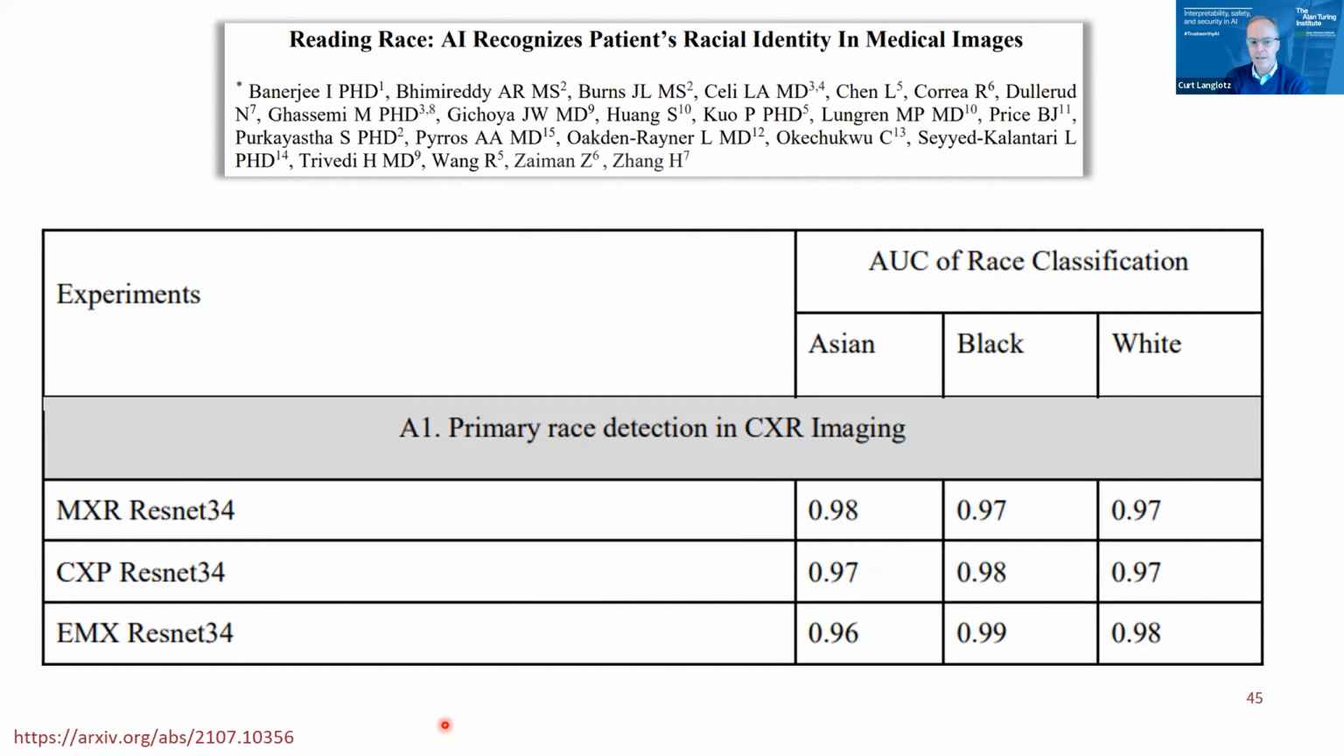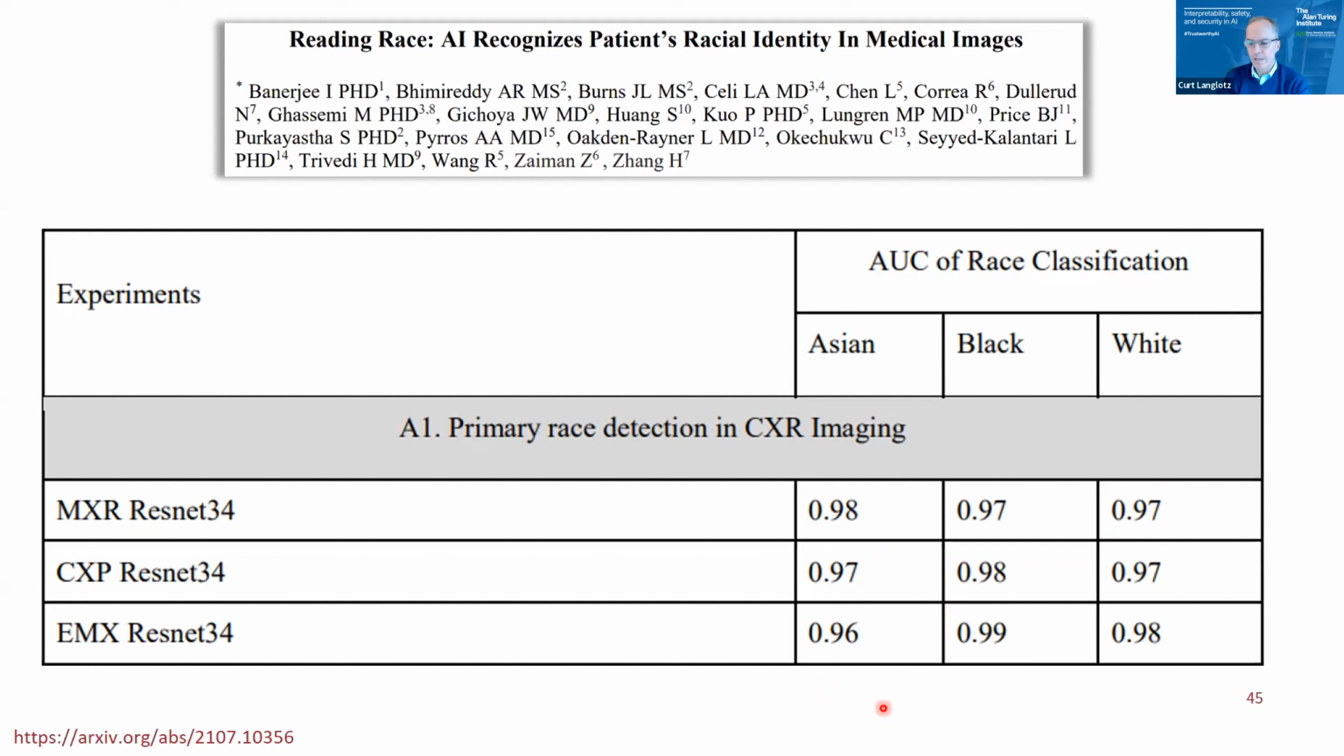They looked at 9 radiology imaging data sets and the ResNet 34 model. And they found that the algorithm was able to learn how to discern the race of the patient in the image, something that humans are not able to do. And they thought, well, maybe this is overfitting. Here you're seeing the AUC. These are very high areas under the ROC curve. Maybe this was just overfitting.